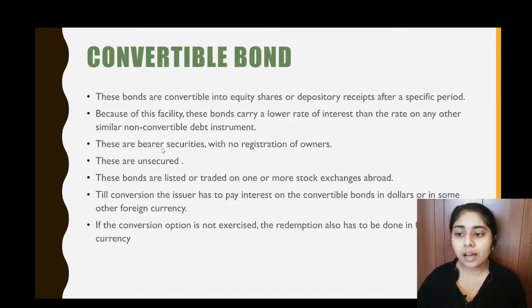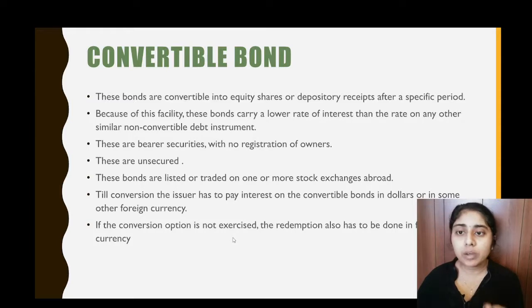These are bearer securities with no registration of owners, so we can say these are unsecured bonds. These bonds are listed or traded on one or more stock exchanges abroad. Until conversion, the issuer has to pay the interest on the convertible bond in dollars or in some other foreign currency. If the conversion option is not exercised, the redemption also has to be done in foreign currency. So until the time of conversion into equity or depository receipts, the interest will be paid to the holder in foreign currency or in dollars.